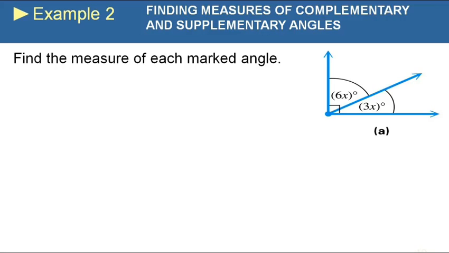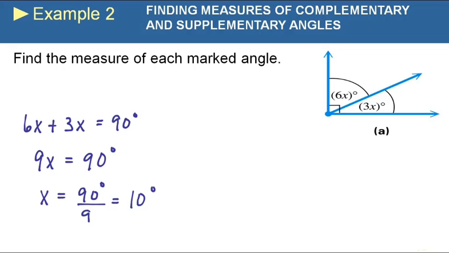In example 2, let's find the measure of each marked angle. So we have, looks like a right angle here, where one angle equals 3x and the other angle equals 6x. Now what we do know about the total of these angles is that they have to be 90 degrees. They're complementary. So we can write an equation. 6x plus 3x equals 90 degrees. 6x plus 3x is 9x. And solving the equation, we get x equals 10.